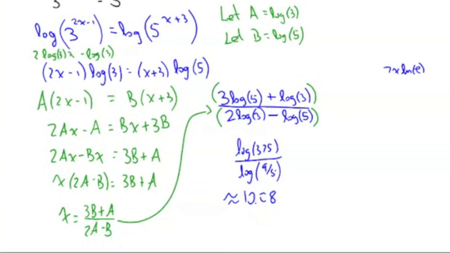What did 375? That's from 5 cubed times 3. Oh, you don't add. Remember, plus between logs is multiplication between the insides. 15 to the third? No, it's not 15 to the third. You do 5 to the third and then times 3. Yeah, 5 to the third times 3. Okay.